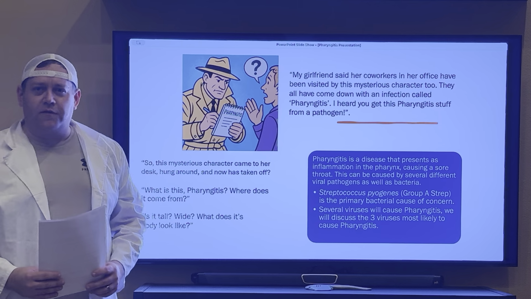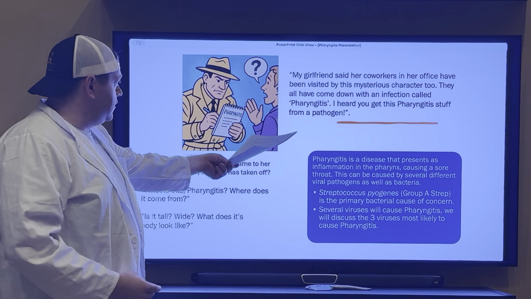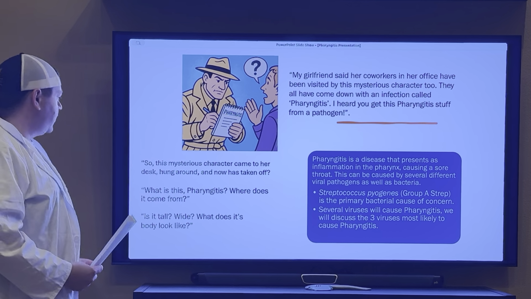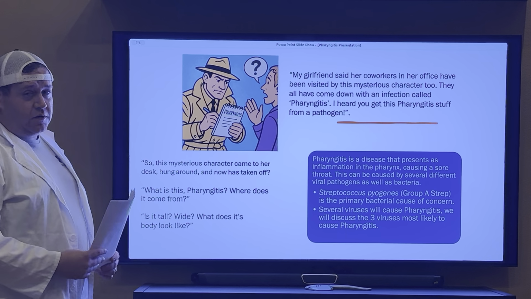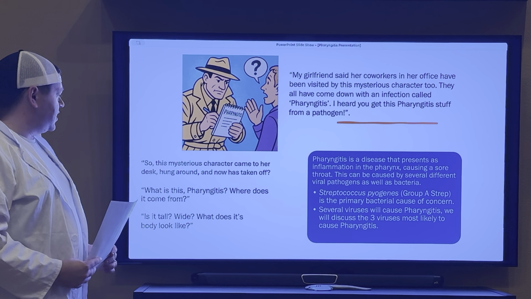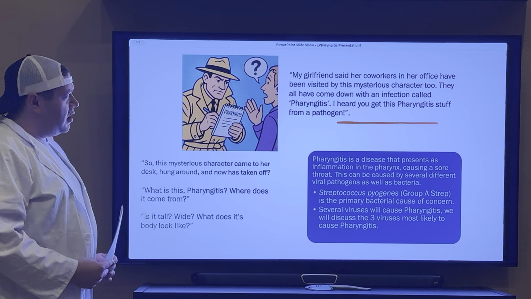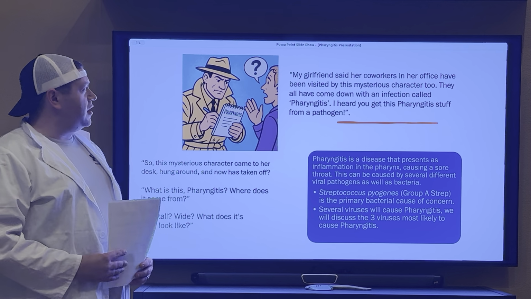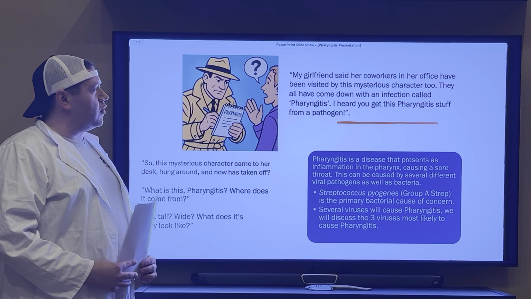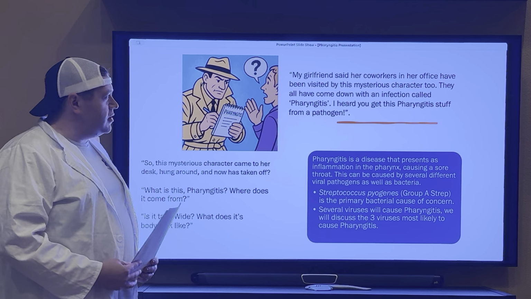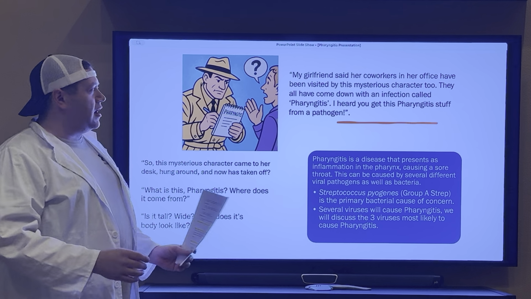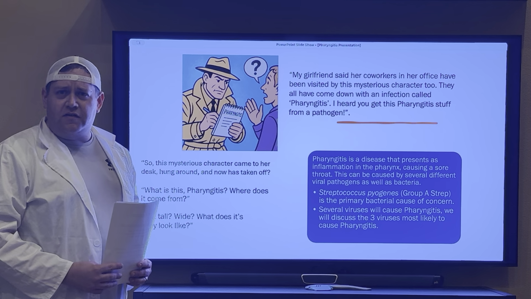And now we'll take a part from the interview of the boyfriend and the Infection Detective. The Infection Detective asks a very good question. So this mysterious character came to her desk, hung around, and has now taken off? And the boyfriend responds by saying, my girlfriend said her coworkers in her office have been visited by this mysterious character too. They have all come down with an infection called pharyngitis.